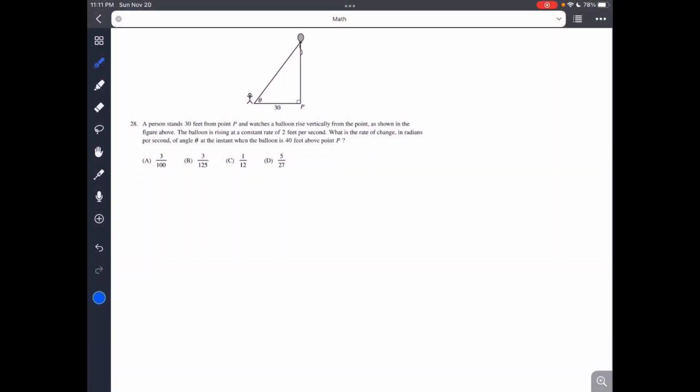Hello everyone, today let's solve this calculus related rates problem together. So in this scenario, we have a person who stands 30 feet away from point P and he watches a balloon rise vertically from the point. If we name the distance between the person and the balloon to be x and the distance between P and the balloon to be h, we can start figuring out relationships.